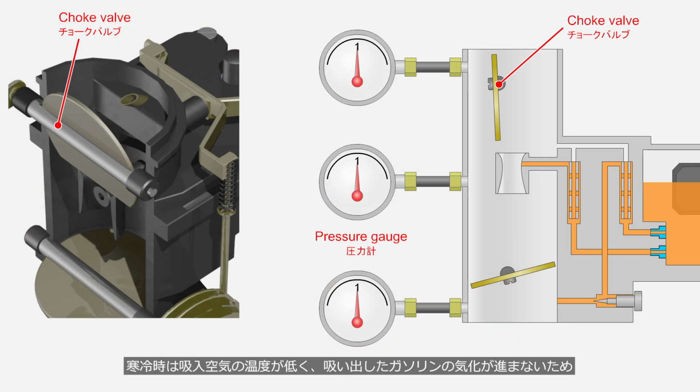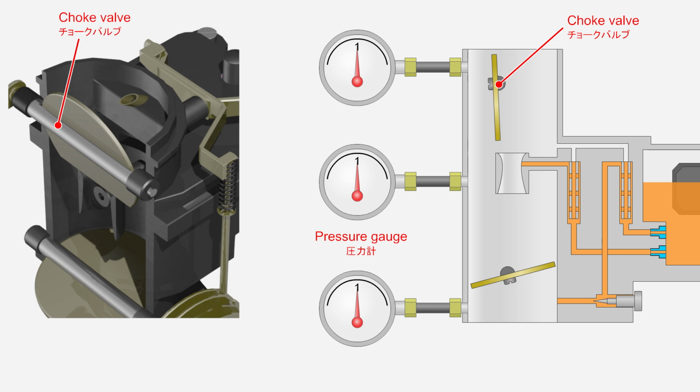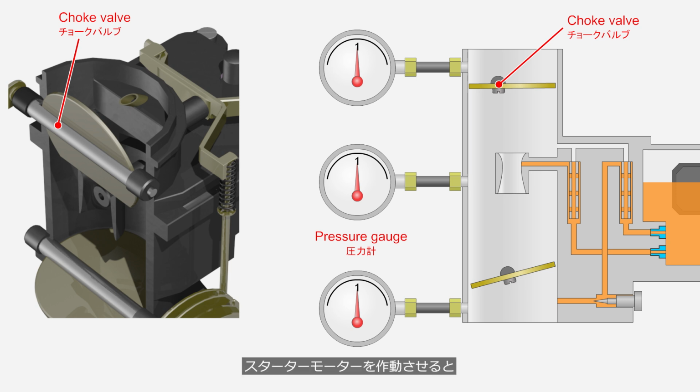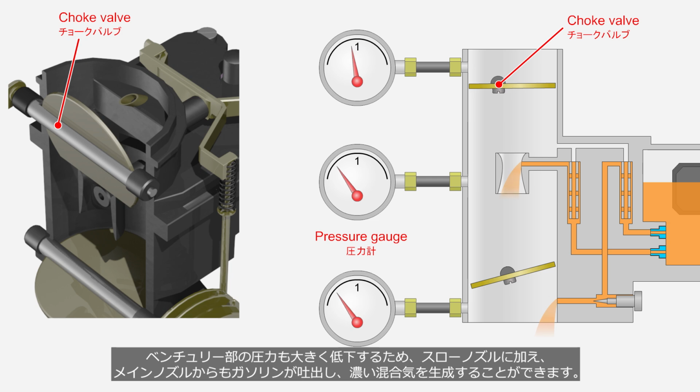Because the intake air temperature is low, and the vaporization of the drawn gasoline is insufficient, starting the engine in cold weather requires a particularly rich air-fuel mixture. The choke valve is installed at the top of the carburetor. By pulling the choke knob on the dashboard, the choke valve is closed, restricting the intake air. When the starter motor is operated, there is a significant drop in pressure in the venturi section, allowing gasoline to be discharged, not only from the slow nozzle but also from the main nozzle, resulting in a rich air-fuel mixture.